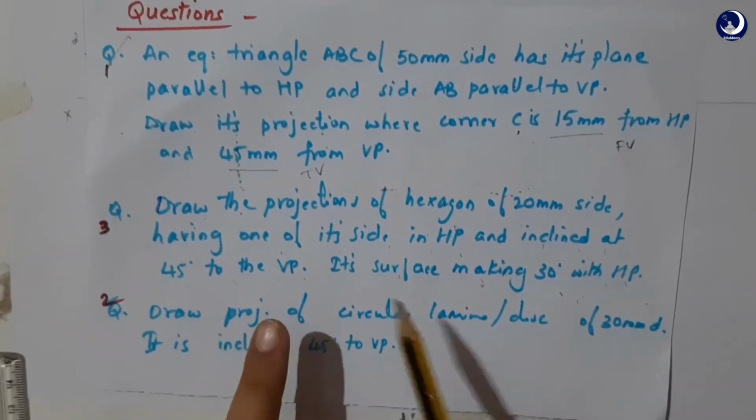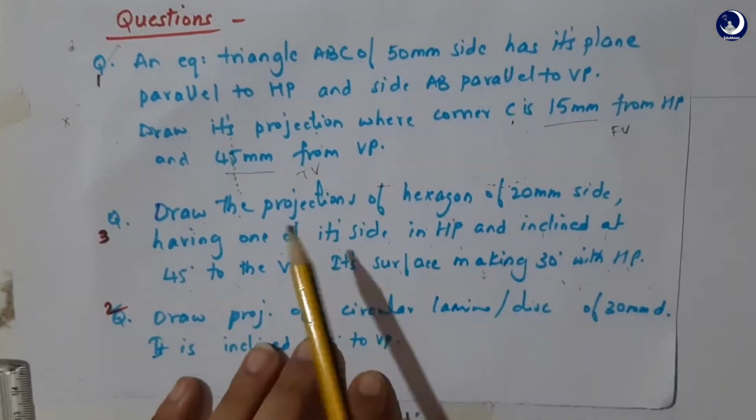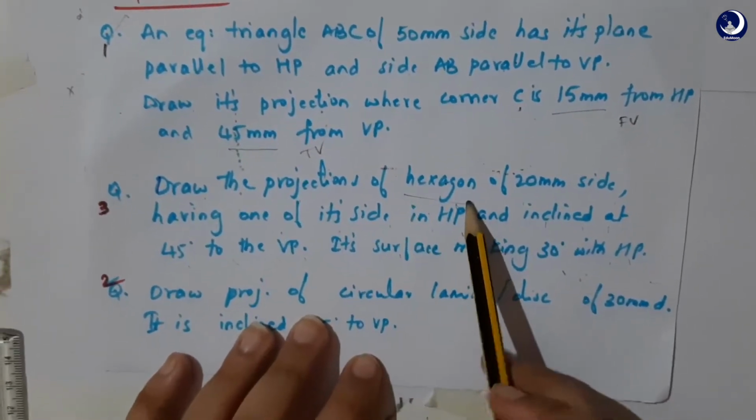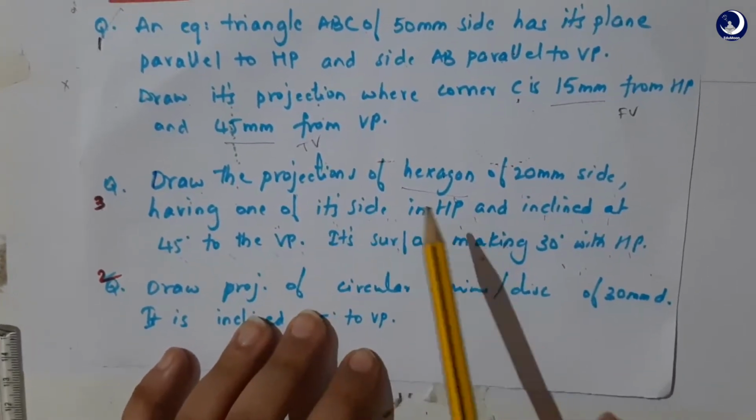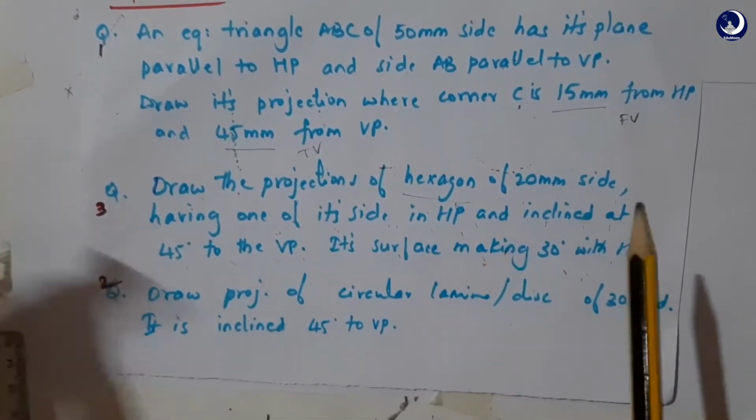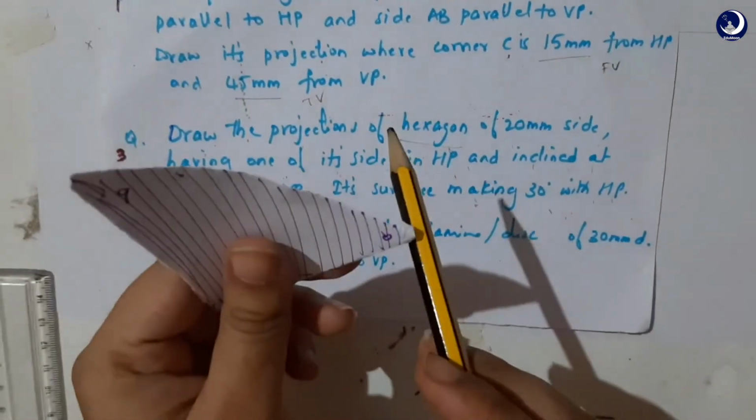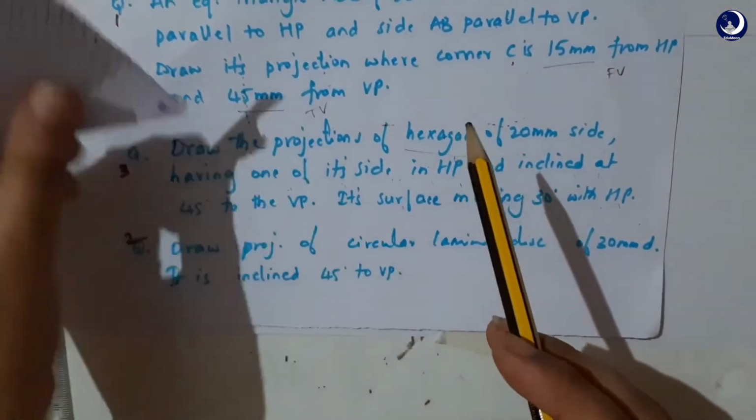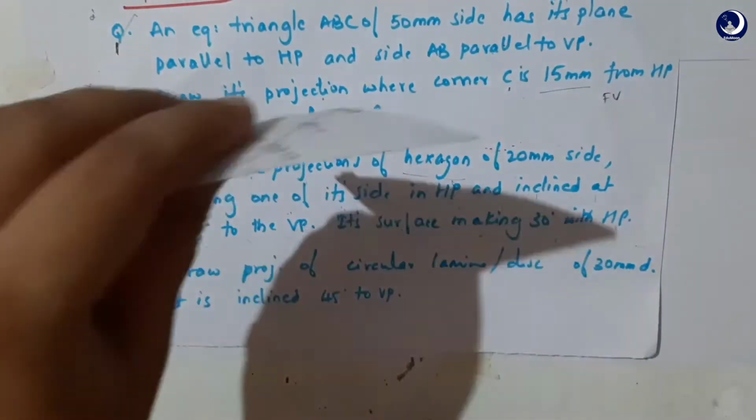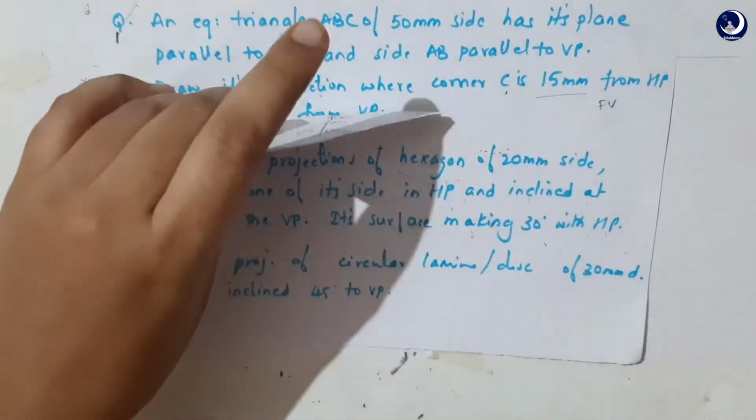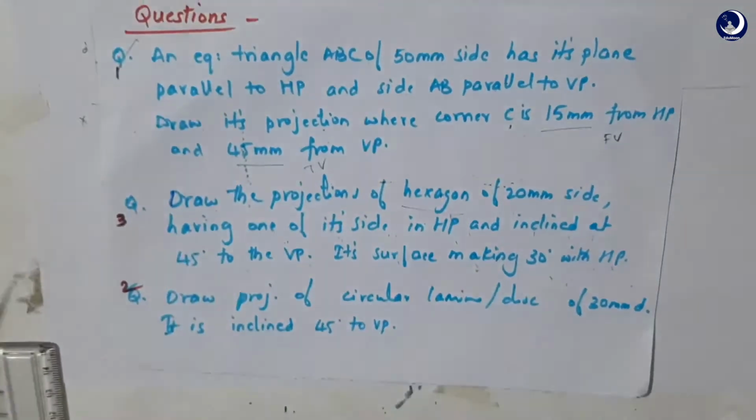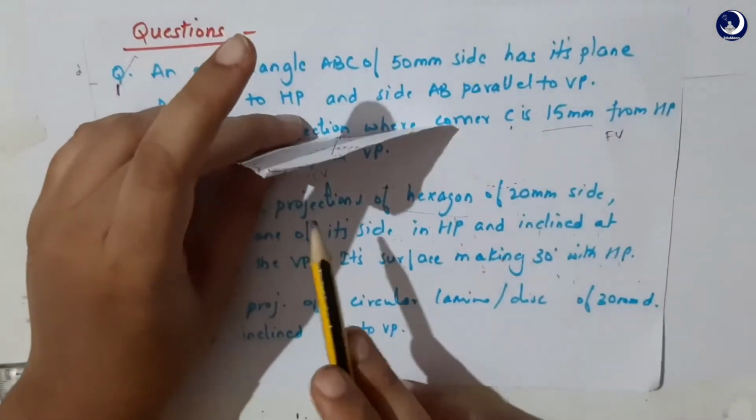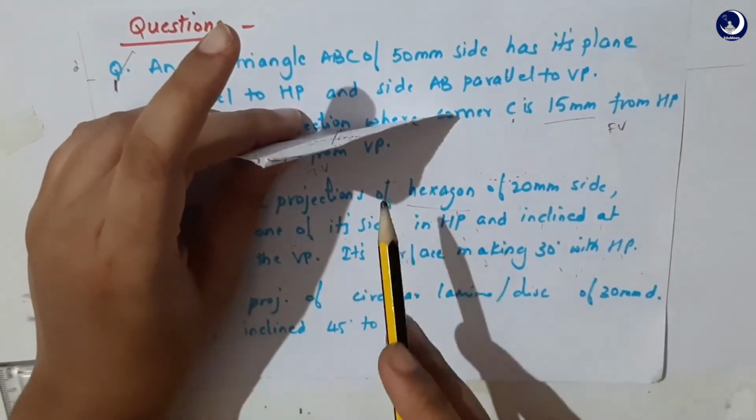So let us understand the position of the hexagon here. Draw the projections of a hexagon of side having one of its side in HP. That means, let us say this is the side of the hexagon, so this side is in HP. That means the hexagon is perpendicular to HP. That's what they're trying to say. So in the front view, you will be able to see the full hexagon.